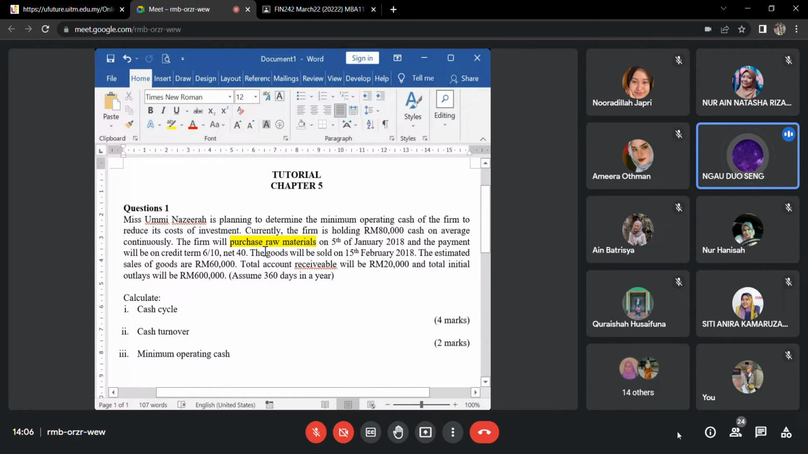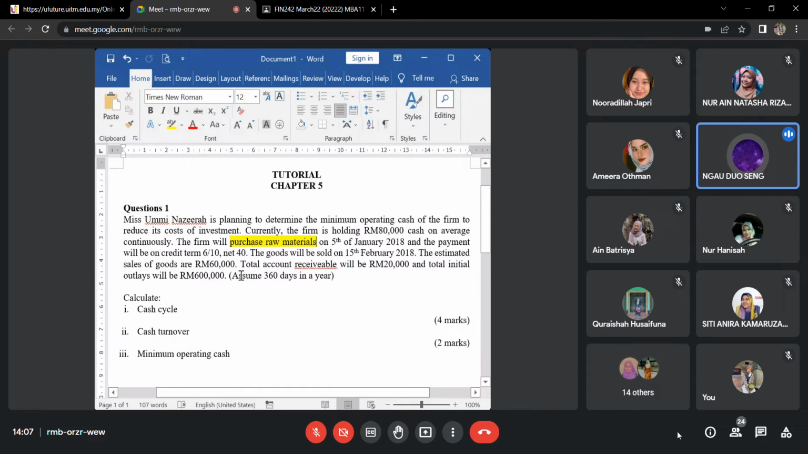So the goods will be sold on 15 February 2018. Right, the estimated sales of goods are 60,000. So the total account receivable will be 20,000 and total initial outlay will be 600,000. So you can see that assume 360 days in a year.